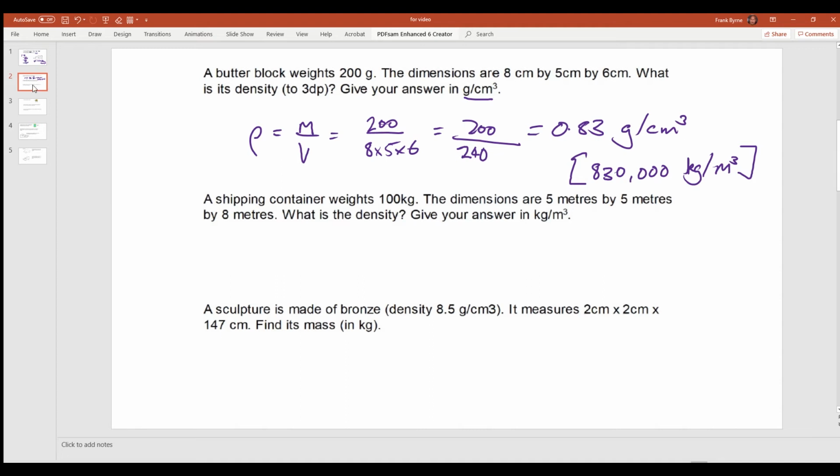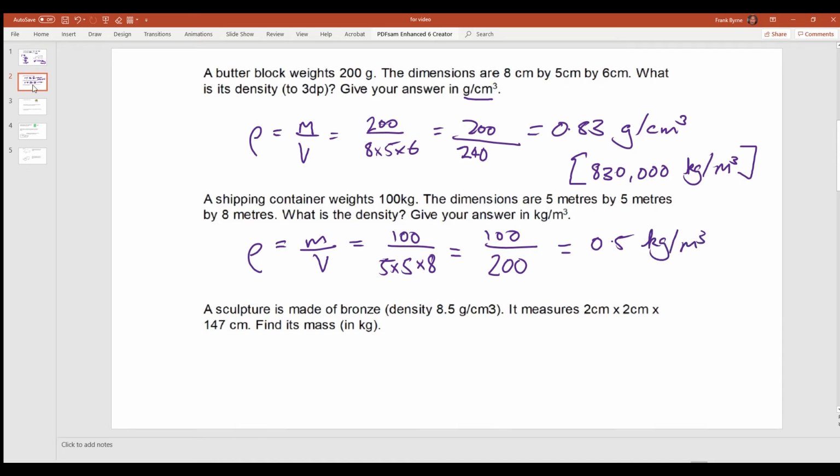A shipping container weighs 100 kilograms, with dimensions of 5 by 5 by 8 meters. What's its density? As always, density equals mass divided by volume. 100 divided by 5 times 5 times 8, which is 100 divided by 25 times 8, 25 times 8 equals 200, which is 0.5 kilograms per meter cubed.